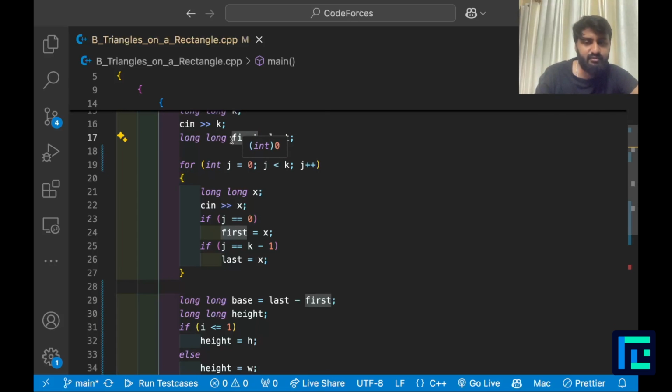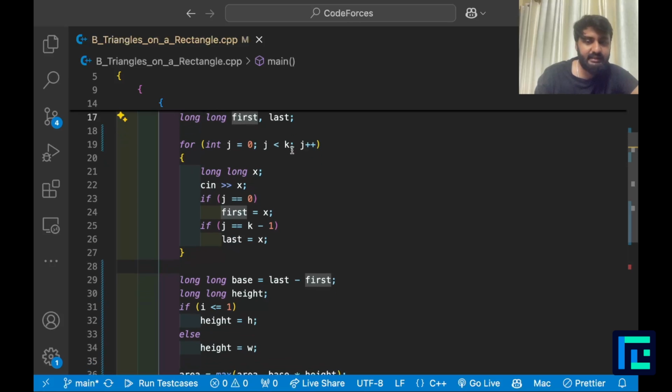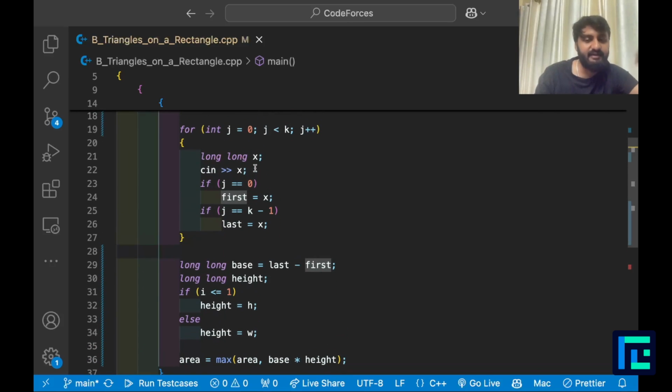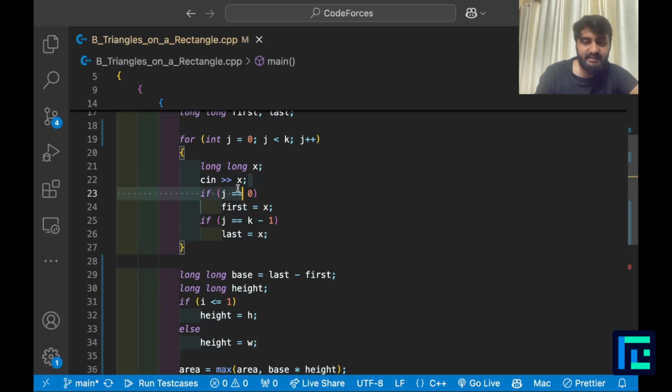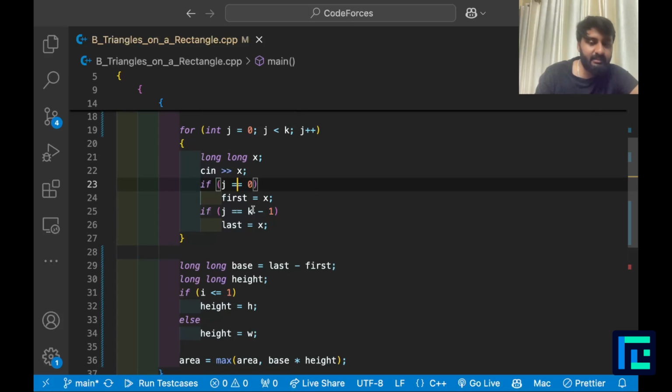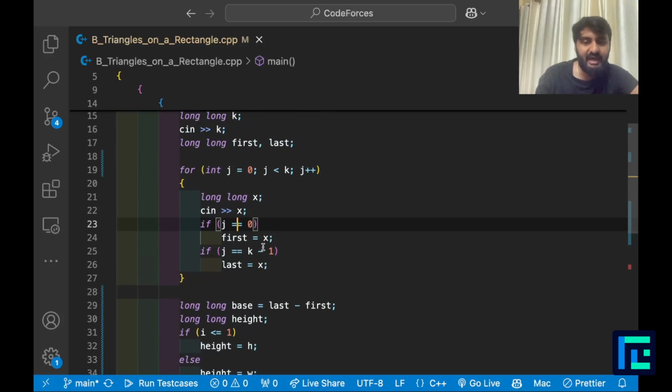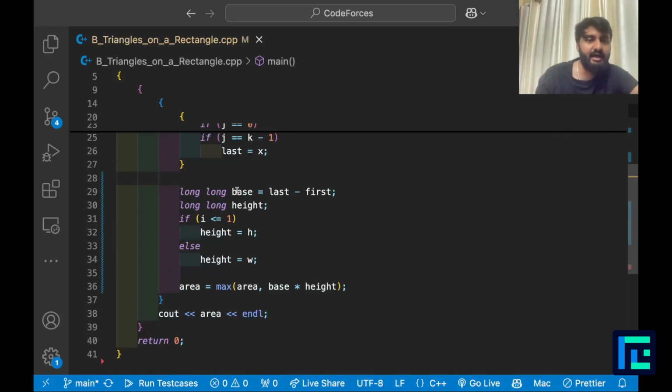So I just have these 2 variables. I run a loop from 0 to less than k, take the input of each point that comes on a single line and only save the first and last. How do I do that? If j is 0, that means the first point, so let's save first as x. If j is k minus 1, that means this is the last input, last point. So last is x. Now when I come out of this loop, I have the first and last initialized and done and dusted. The base is their difference, last minus first.